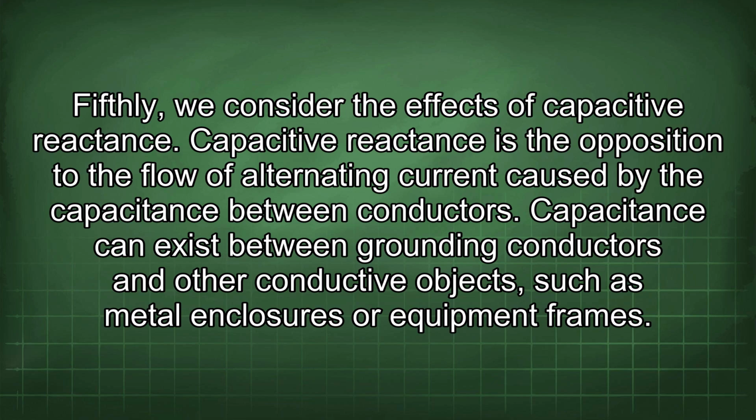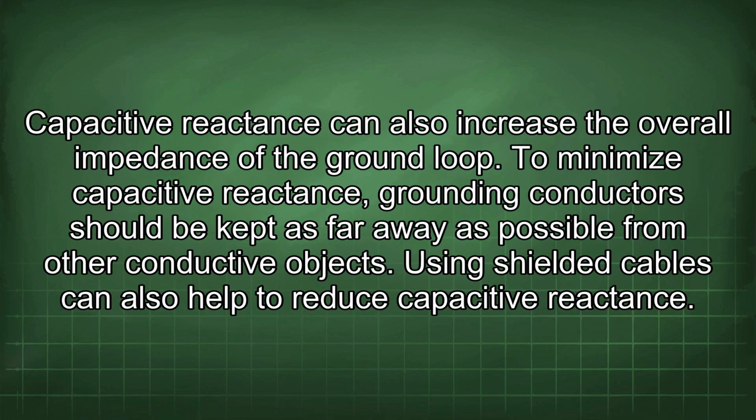Fifthly, we consider the effects of capacitive reactance. Capacitive reactance is the opposition to the flow of alternating current caused by the capacitance between conductors. Capacitance can exist between grounding conductors and other conductive objects such as metal enclosures or equipment frames. Capacitive reactance can also increase the overall impedance of the ground loop. To minimize capacitive reactance, grounding conductors should be kept as far away as possible from other conductive objects. Using shielded cables can also help to reduce capacitive reactance.